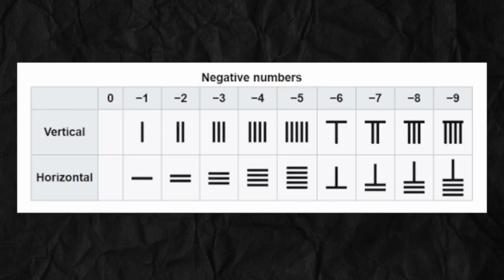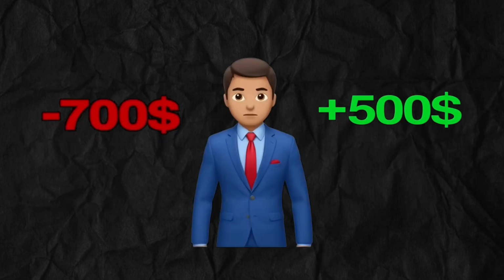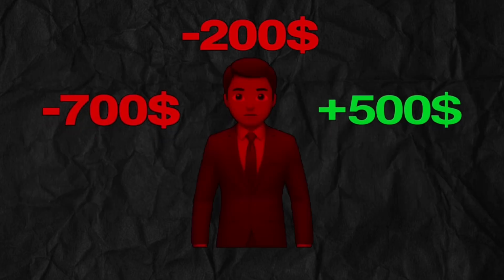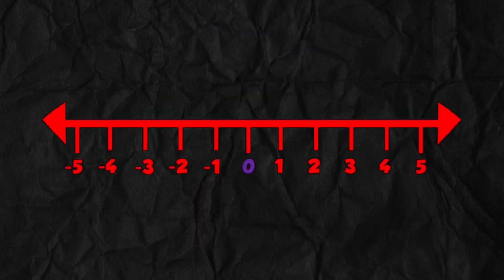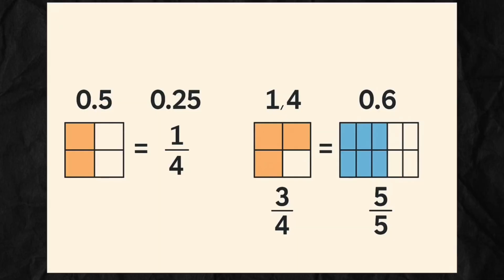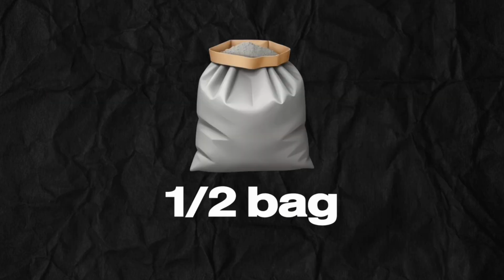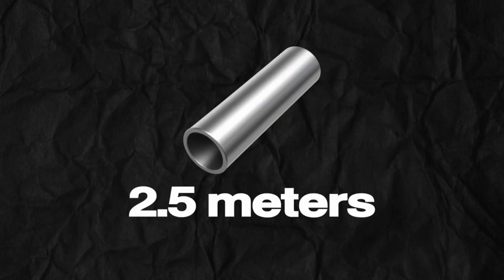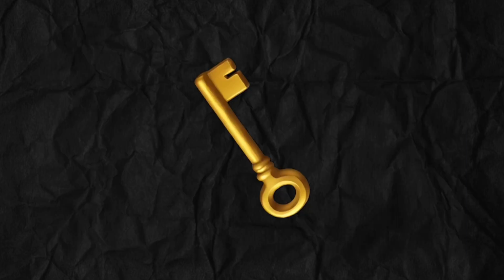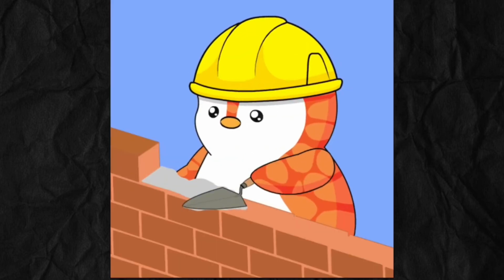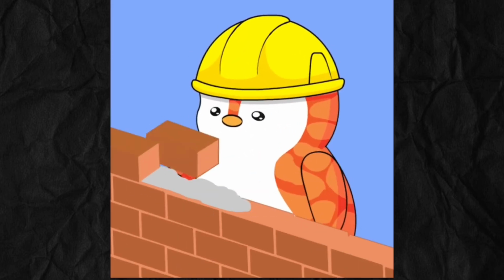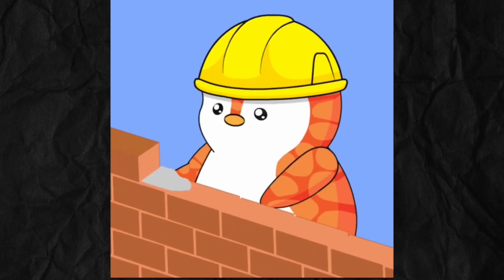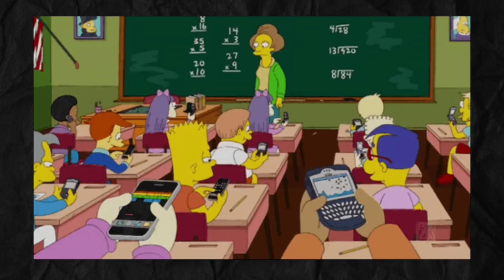Then negative numbers. If you earn $500 and owe $700, the result is negative $200. You are below 0. Negative numbers represent quantities on the other side of nothing. Fractions and decimals came next: half a bag of concrete, 2.5 meters of pipe. These describe quantities that fall between whole numbers. The key point is that our entire number system is a toolkit built piece by piece to describe more precise real-world situations.